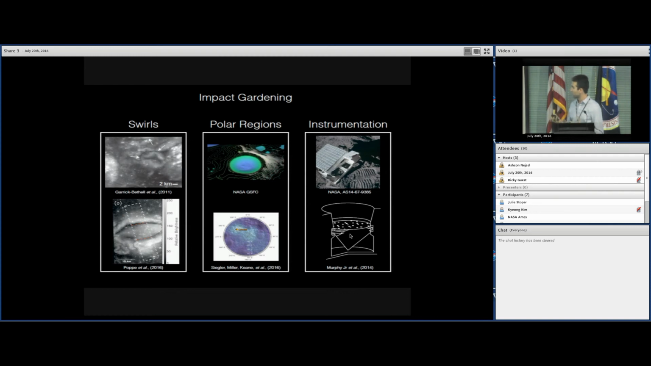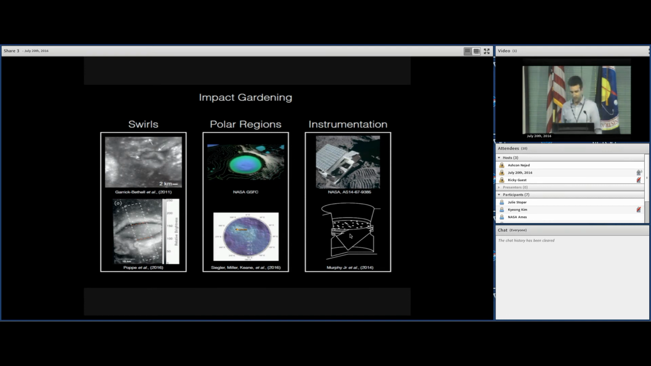Number one is lunar swirls. So many of you are familiar with this. They're these interesting albedo markings. There's a couple different competing theories. This is an image shown from Garrick-Bethell et al., one from Poppe et al. And whatever the explanation for these interesting albedo markings, they have to stand up to being continually covered back up with lunar ejecta.